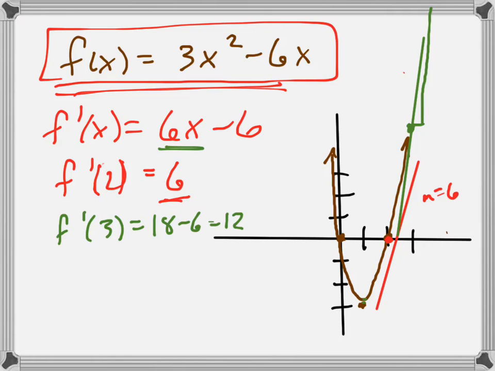Got it? How about over here on the left? How about at the point 0, 0? What's the slope of that tangent line? Hey, take a guess. What do you think it is? Negative 6. Yeah, it's going to be negative 6. It's just going to be the negative of the red line. How fast is that graph f of x changing at that instant? Do you understand what I'm saying? What's the instantaneous rate of change?